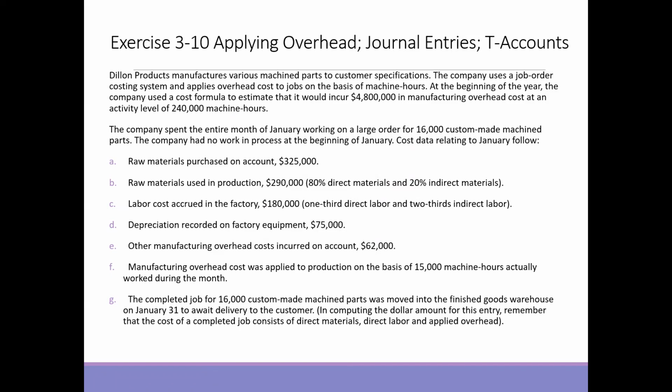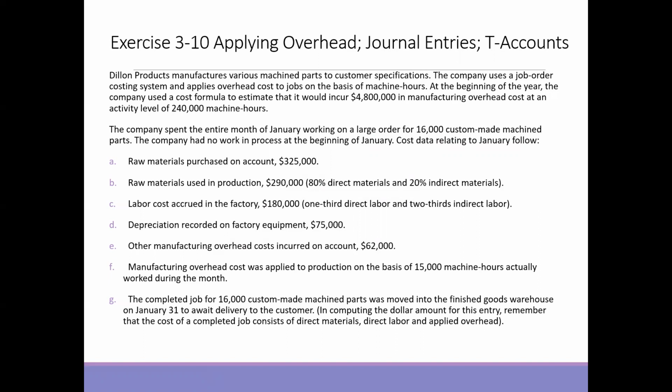Dillon Products manufactures various machined parts to customer specifications. The company uses a job order costing system and applies overhead costs to jobs on the basis of machine hours. At the beginning of the year, the company used a cost formula to estimate that it would incur $4,800,000 in manufacturing overhead costs at an activity level of 240,000 machine hours.